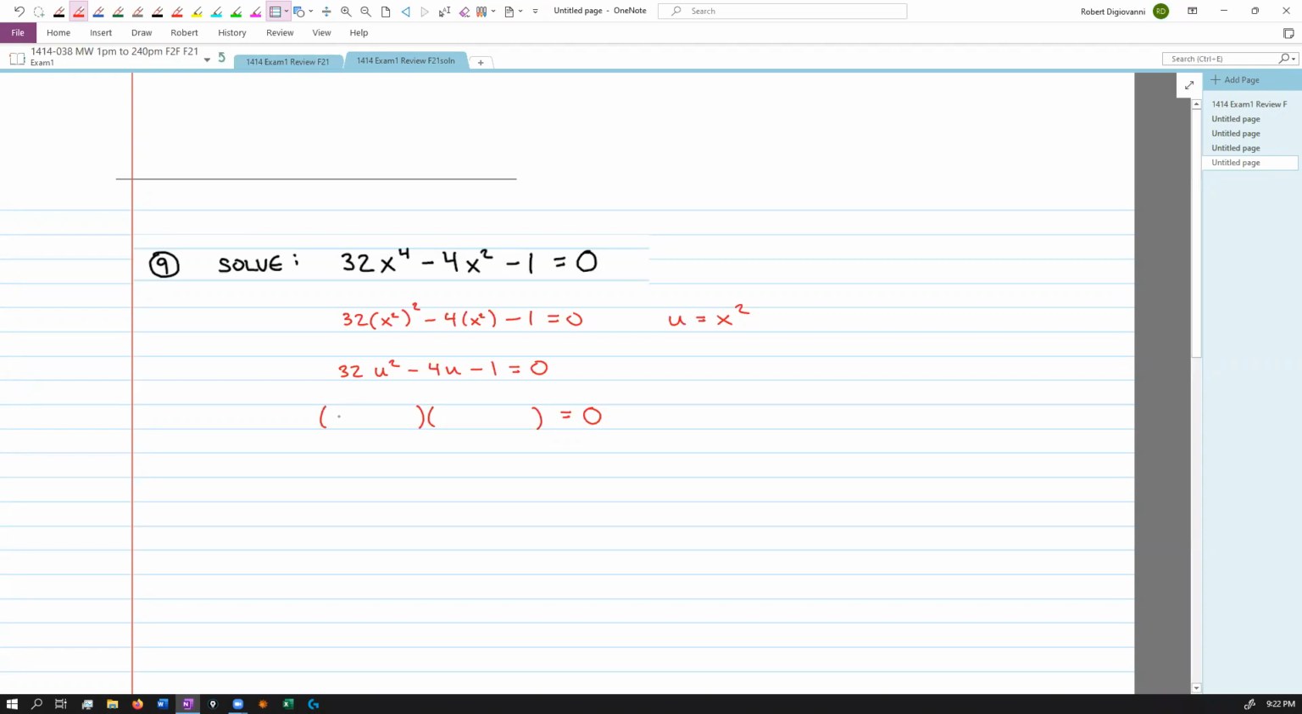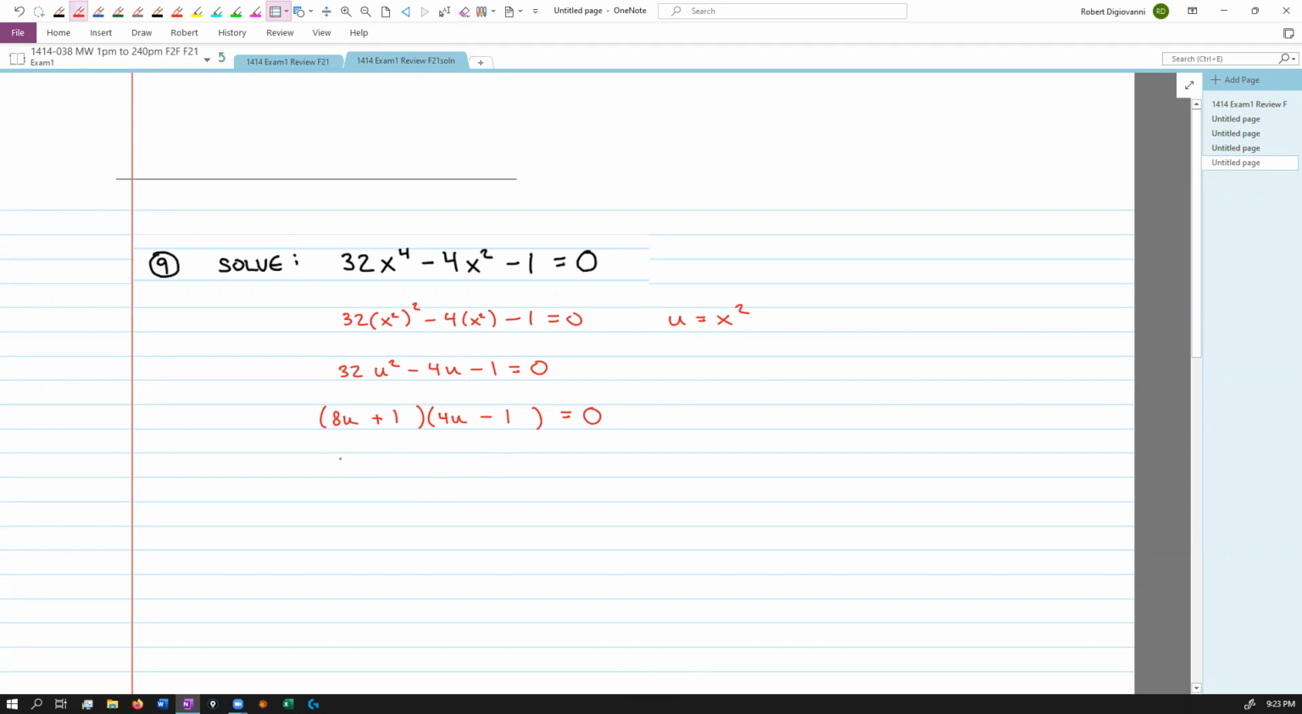How about we go with this? We go 8u, 4u, and then -1 plus 1. That should work. We get 32u squared minus 8u plus 4u. Oh, wait, we need to be minus. So yeah, minus 8u plus 4u is minus 4u, and then -1. That should be the factoring right there.